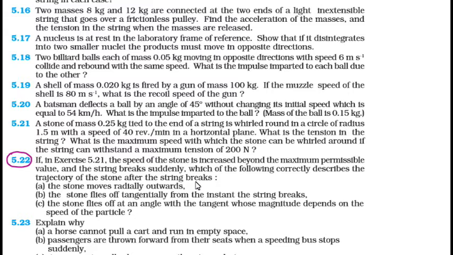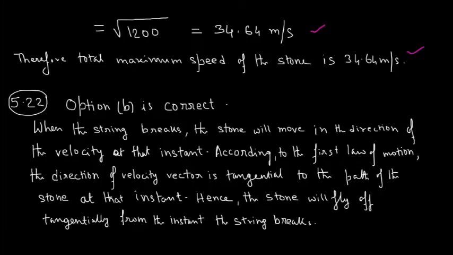A. The stone moves radially outwards. B. The stone flies off tangentially from the instant the string breaks. C. The stone flies off at an angle with the tangent whose magnitude depends on the speed of the particle. So, option B is correct.